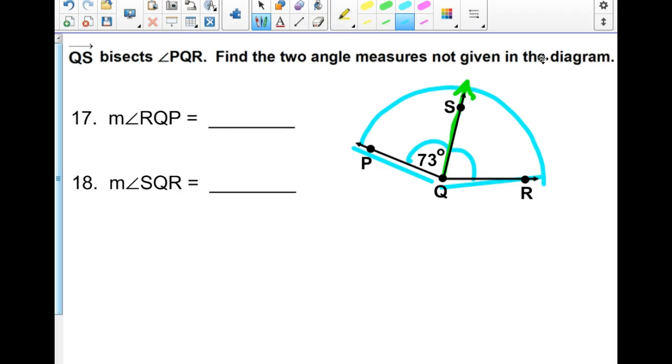Find the two measures not given in the diagram. Well, SQR, it says what's R to Q to P? Well, that'd be 73 twice, because this is 73 too. That'd be 146 degrees. And then SQR is 73.